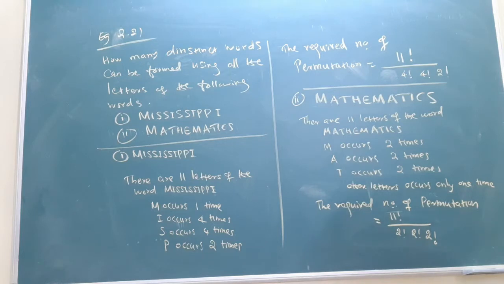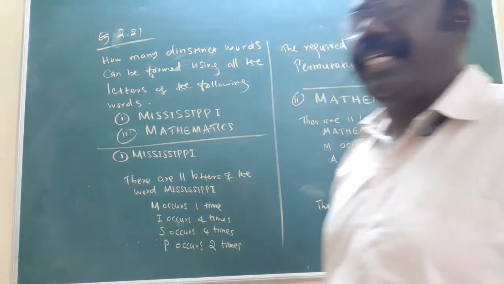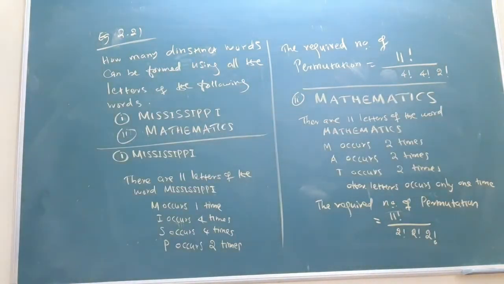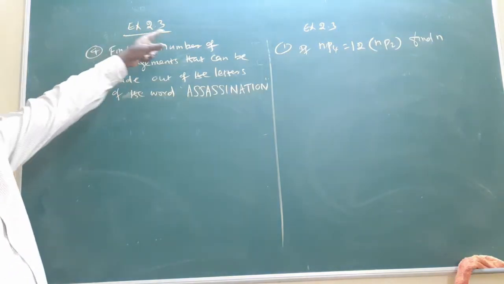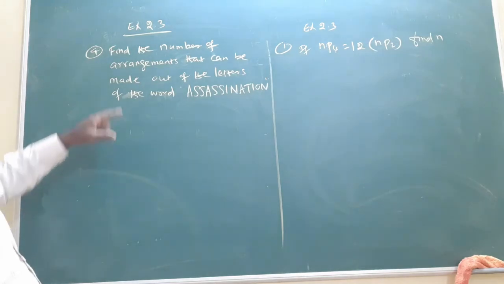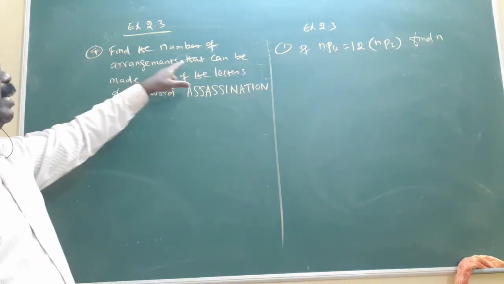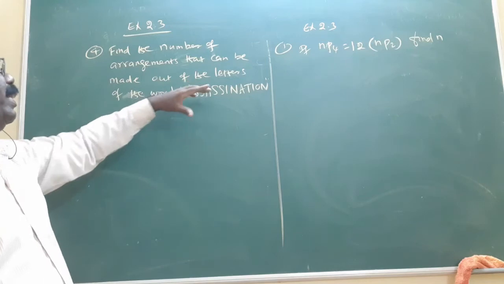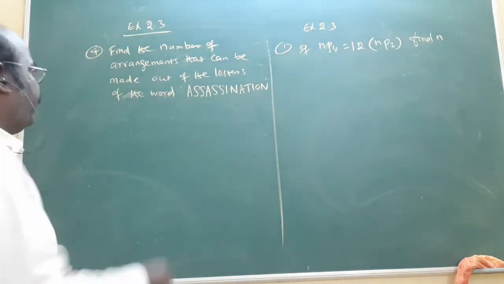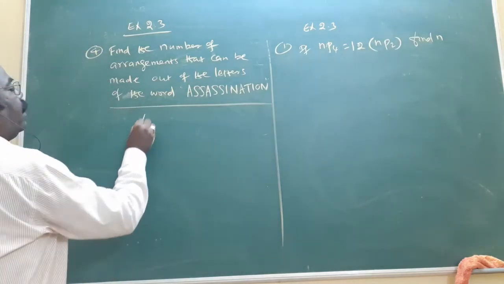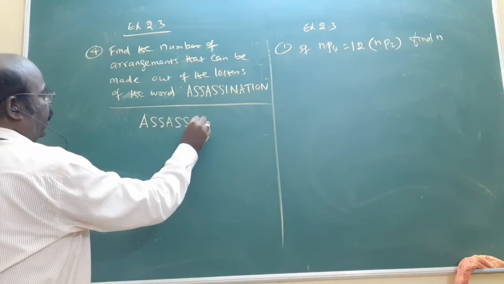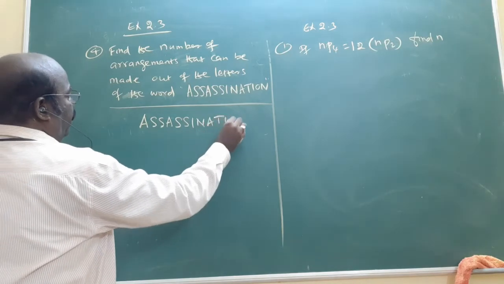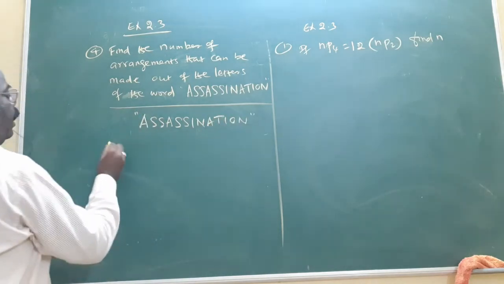In this way, one more problem is there. Exercise 6 problem, same type of question. Assassination, that is also the same type of problem. 3 more questions. Now exercise 2.3, fourth question. Find the number of arrangements that can be made out of the letters of the word assassination. What is given? Assassination. Am I right? The same thing.